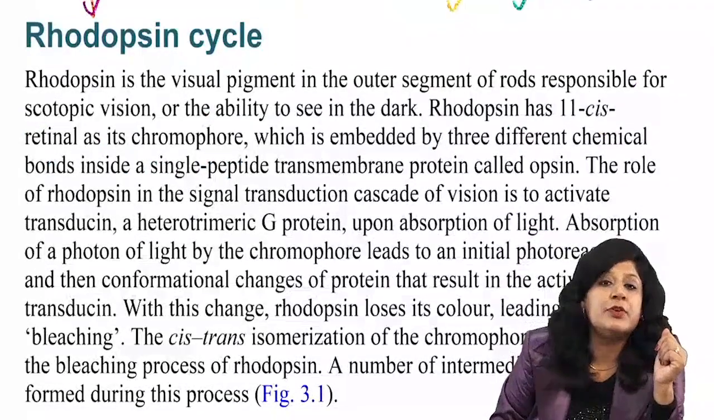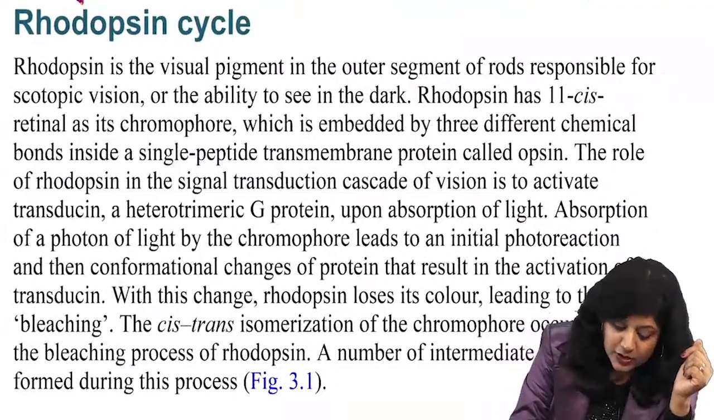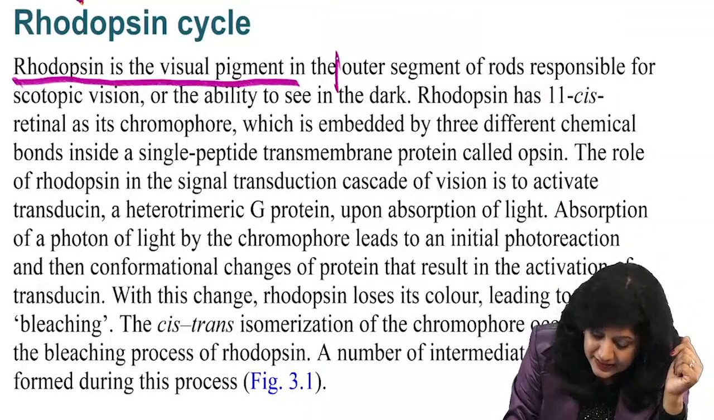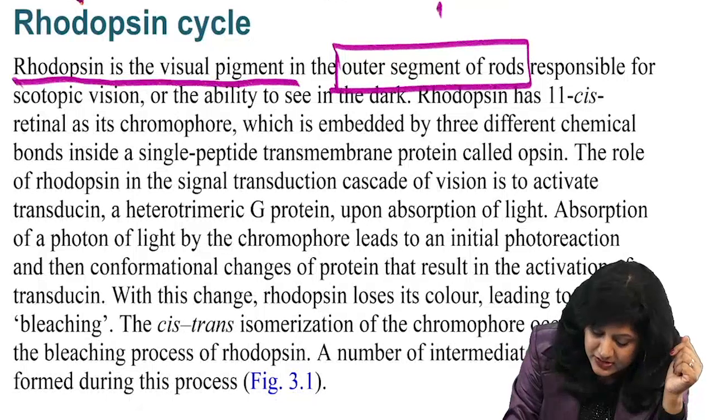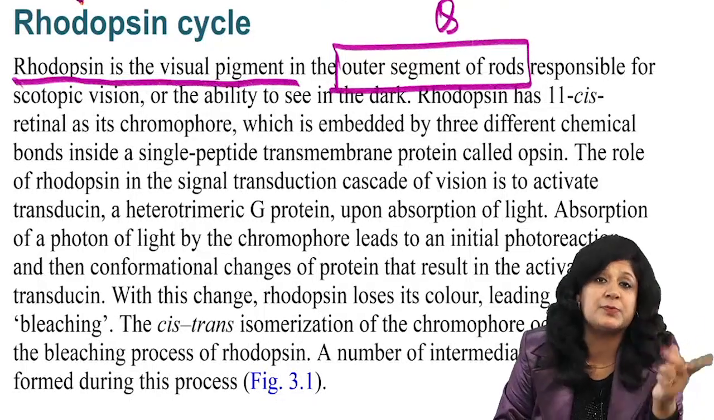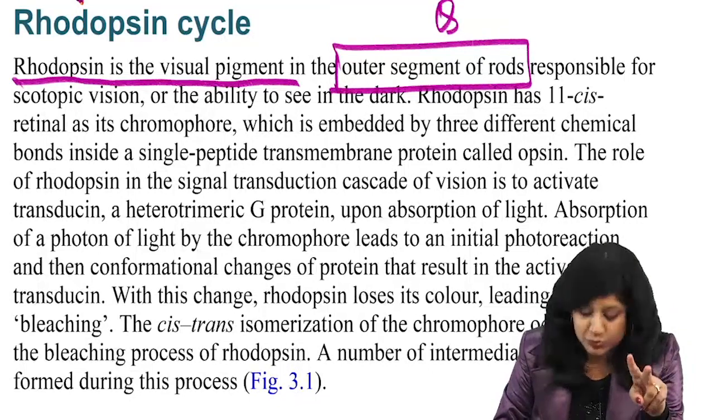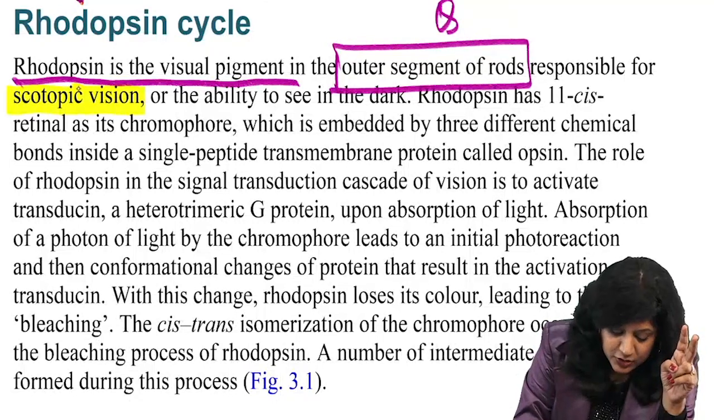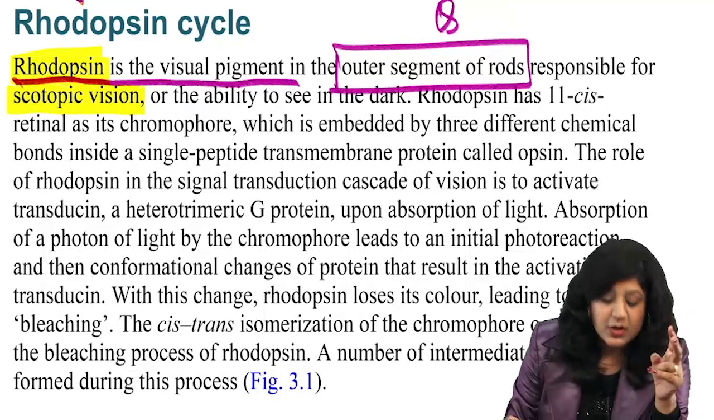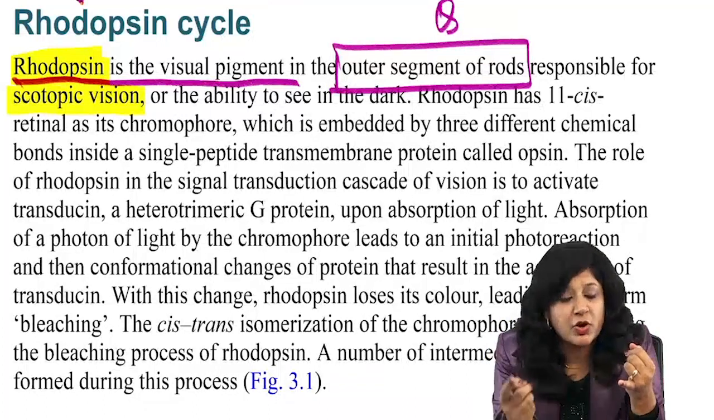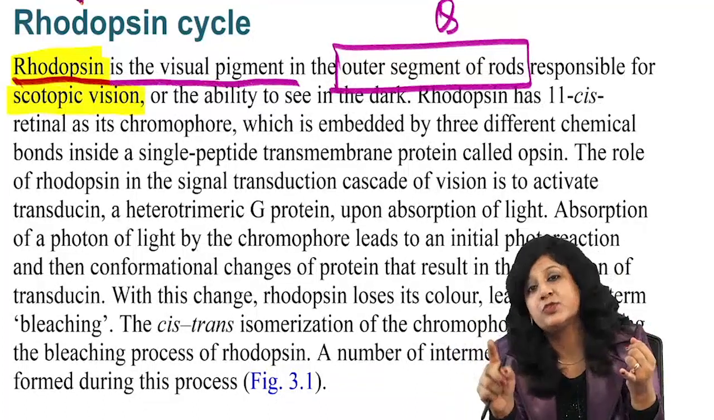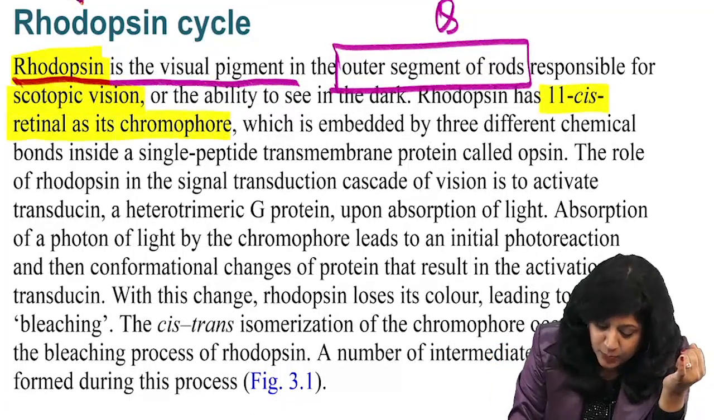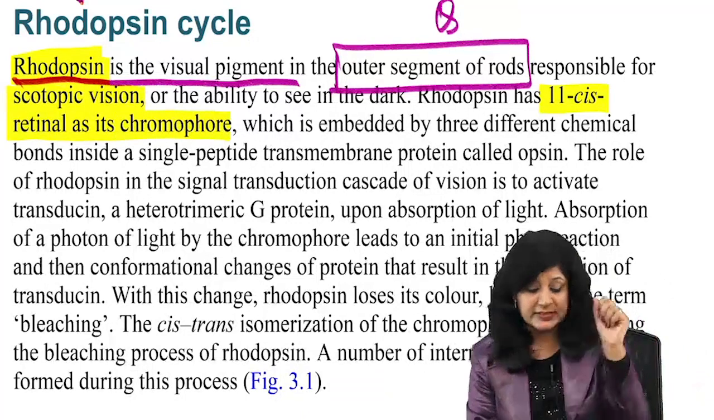Now coming to the rhodopsin cycle. As I already told you, rhodopsin is the visual pigment which is present in the outer segment of the rods. Now again this is an important question. Rhodopsin is present in the rods. Which part of the rods? The outer segment, and it is actually responsible for the scotopic vision, that is the ability to see in the dark. So rhodopsin is present in the rods. Rods help in the darker vision, so this will help in the scotopic vision, and this rhodopsin has 11 cis retinal as the chromophore. Now what is happening?